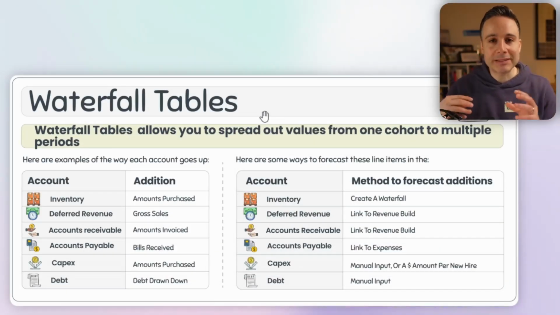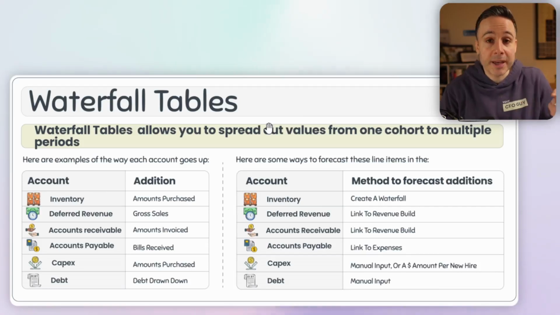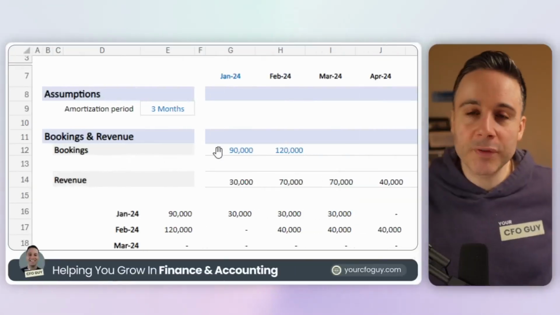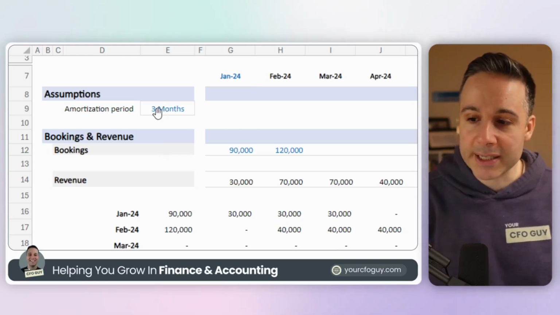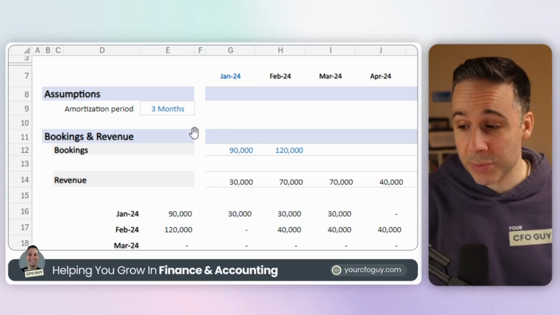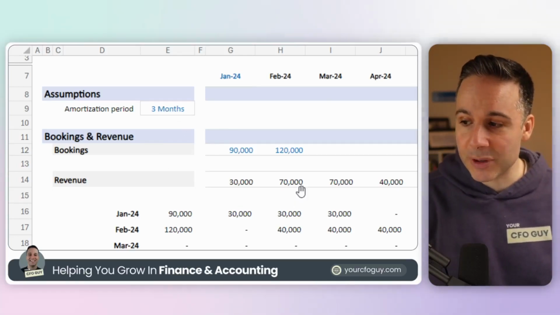As you get more into depth in balance sheet forecasting, you'll want to set up what's known as a waterfall, which will allow you to amortize an amount each and every single month from the initial starting balance. In this example over here, you can see that we have a $90,000 booking, and we're amortizing, because it's a 3-month amortization period, $30,000 each month.